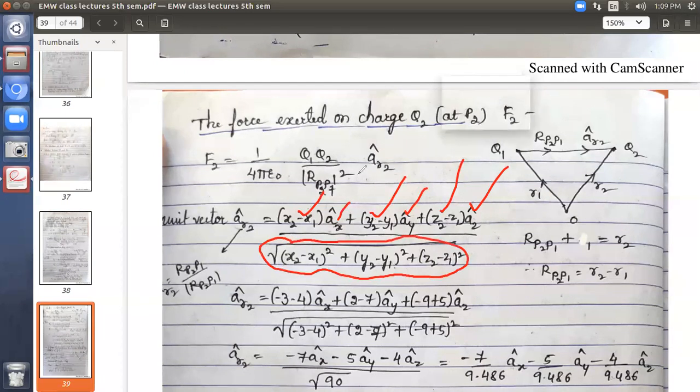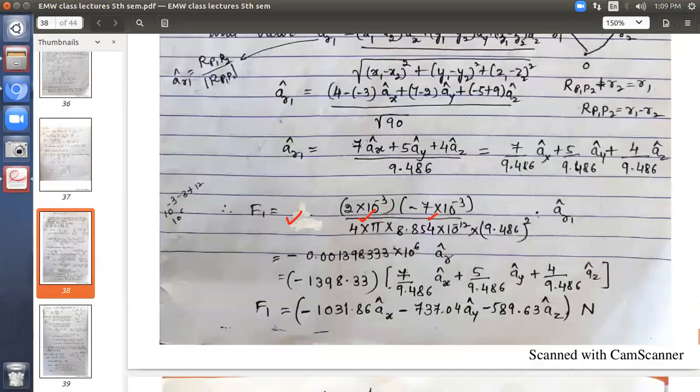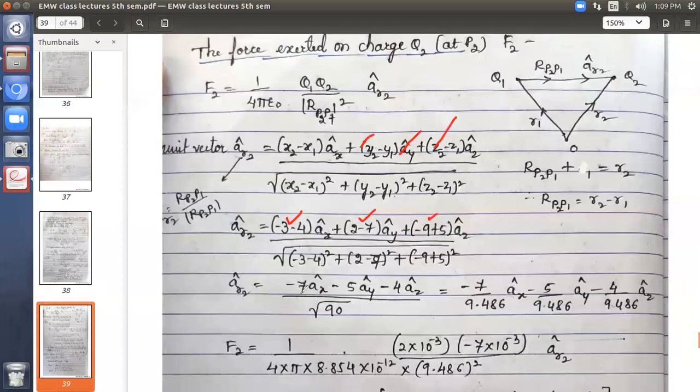So calculate that, use the terms x2 minus x1 is minus 7, y2 minus y1 is minus 5, z2 minus z1 is minus 4. See, earlier all three were positive, but now the direction is completely reversed. All three have negative directions. I have simplified this and written it in this form, and you can simplify further using a calculator. 7 by 9 point whatever you get, you write that.